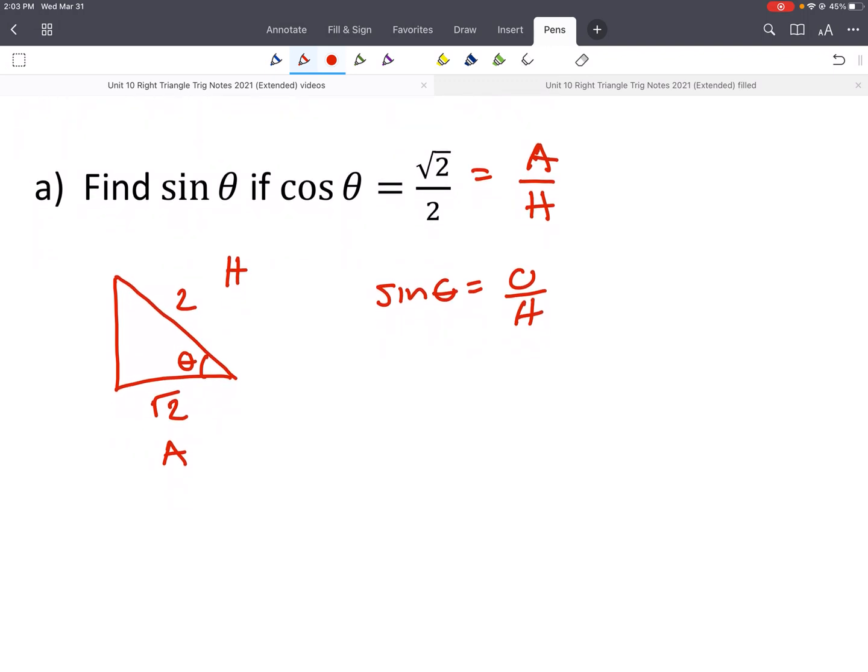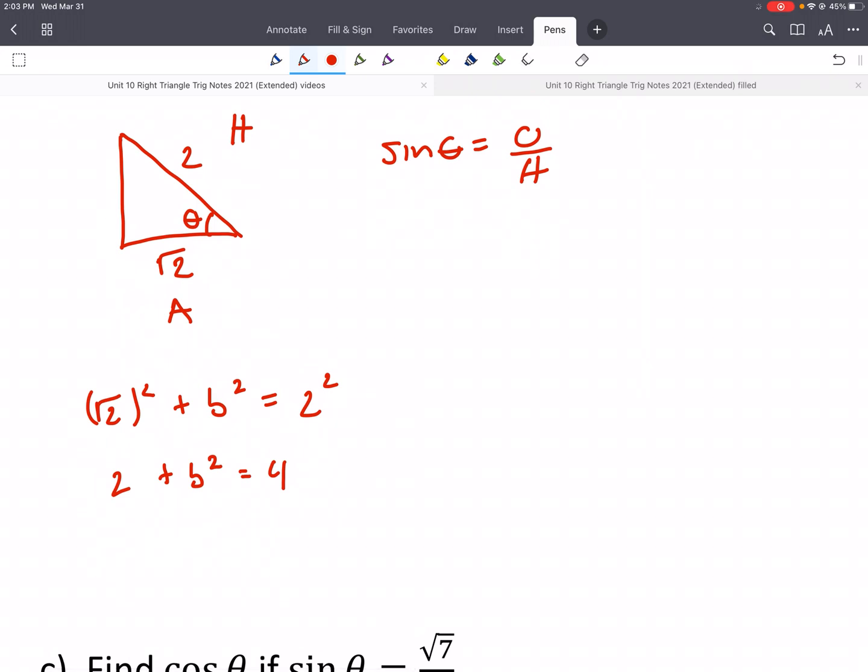So now we're back to where we were before. So we could do the square root of 2 squared plus b squared is equal to c squared. And that gives us 2 plus b squared is equal to 4. And we can solve for b, subtract 2 from both sides. We get b squared is equal to 2, or b is the square root of 2. So when we do the sine of opposite over hypotenuse, that's the square root of 2 over 2.